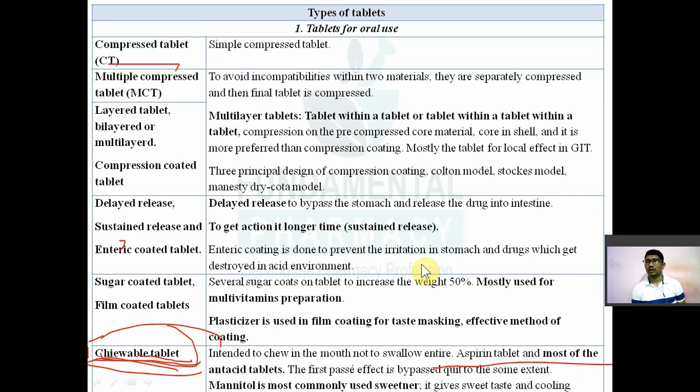But if you engulf or if you swallow that, whatever the content is there in the stomach, that can cause specific effects. So mannitol is the most commonly used sweetener in the chewable tablet. इसके ऊपर भी क्वेश्चन आ चुका है. So which one of the following is the most commonly used sweetener in the chewable tablet? Directly दो तीन बार क्वेश्चन आया.